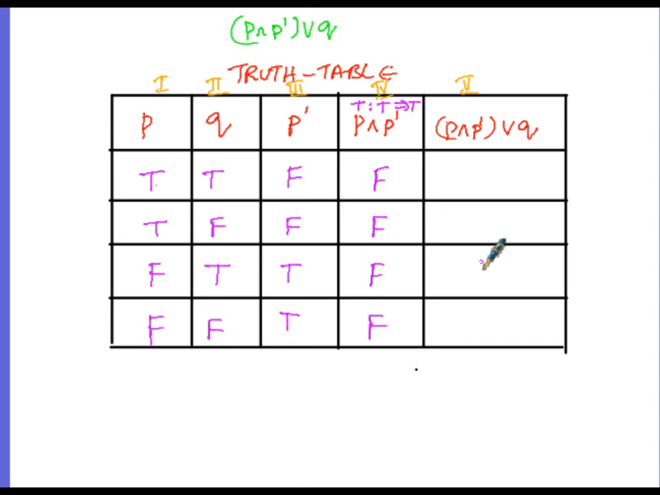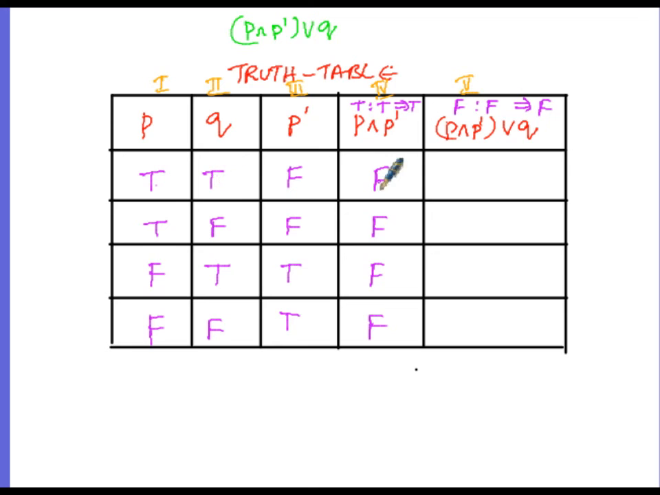Then in the last column we have to find out P and P dash or Q. Here the connective is OR, so we have to find out the disjunction. Under the disjunction, if the first statement, P and P dash, is false and the second statement's truth value is also false, then the disjunction will also be false. P and P dash lies under column number 4 and Q lies under column number 2. So we have to see under columns 2 and 4 to get the disjunction, that is F and F as F. So we have to search for F and F under columns 2 and 4.